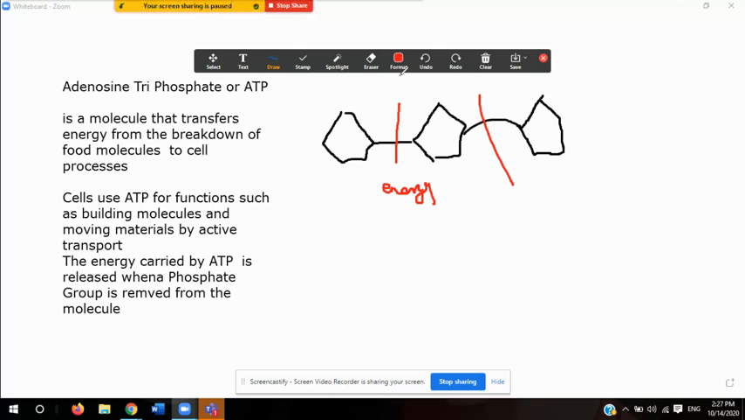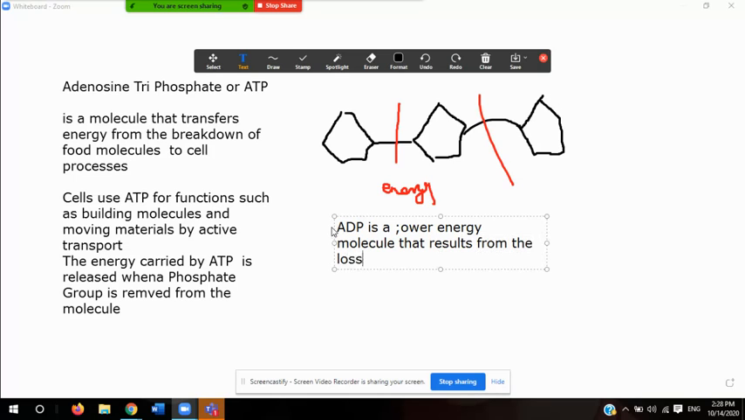So let's write this. When this breaks down, we have the forming of ADP. ADP is a lower energy molecule that results from the loss of a phosphate group in ATP.